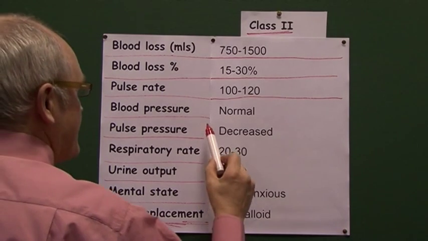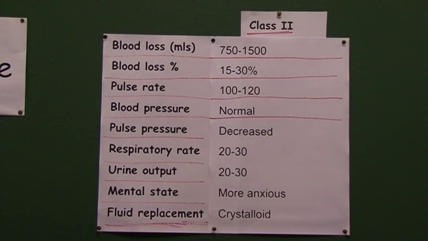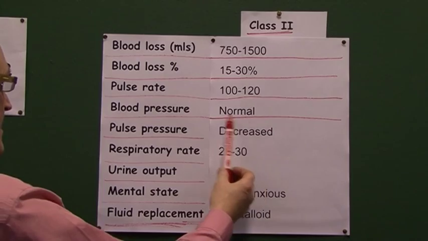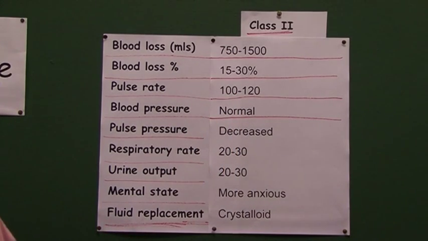Now, even at this stage, the systolic blood pressure can still be normal as a result of the compensatory mechanisms. The systolic blood pressure doesn't really change in the early stages of a developing shock. So at this stage, I would say the patient is shocked because they've got these responses, but the blood pressure is still normal.